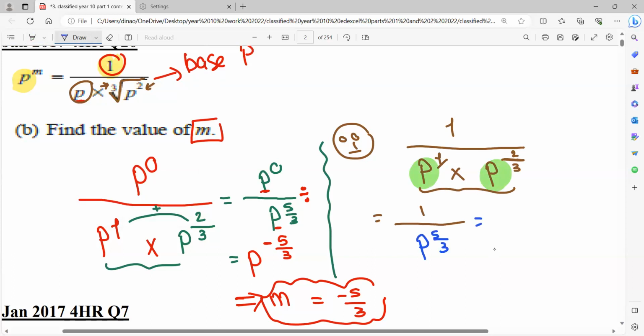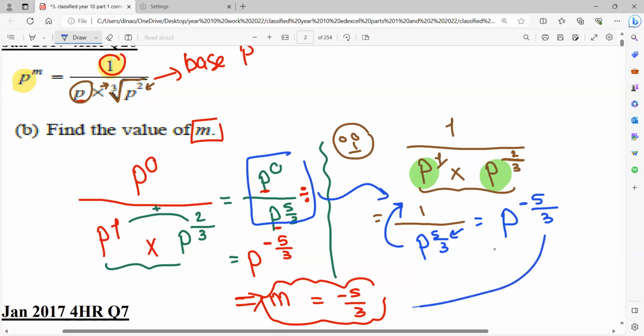Now, according to the negative power video, if I want to send this up, what happens to the sign of the power? The sign of the power changes into negative 5 over 3. Actually, this is the proof of it. If you wish to prove it, this is the proof. And of course, you get the same answer, which is m equals negative 5 over 3.